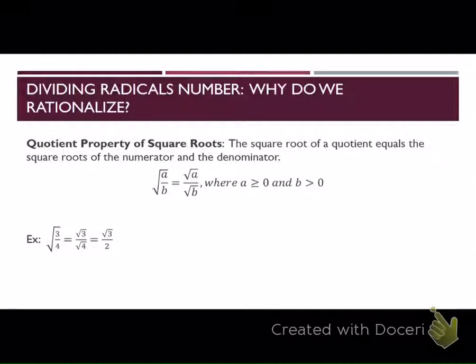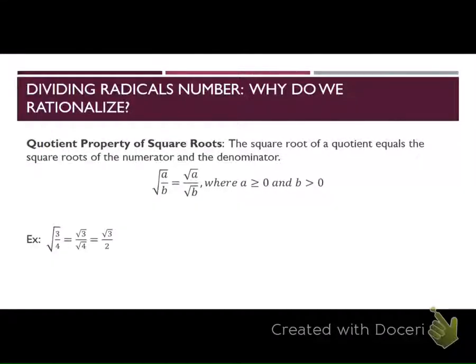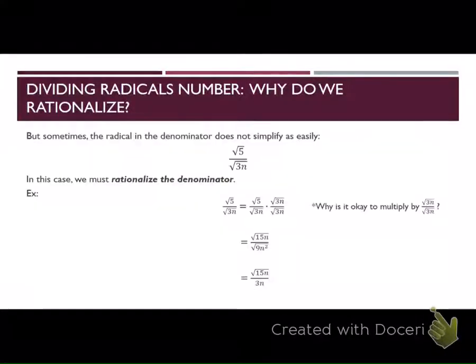For example here, the square root of the whole thing means you're taking the square root of 3 and the square root of 4. The square root of 3 can't be simplified, but the square root of 4 is 2, so that's your final answer. But sometimes the radical in the denominator does not simplify. Sometimes we do not have a radical that can simplify. In this case, we have to rationalize.